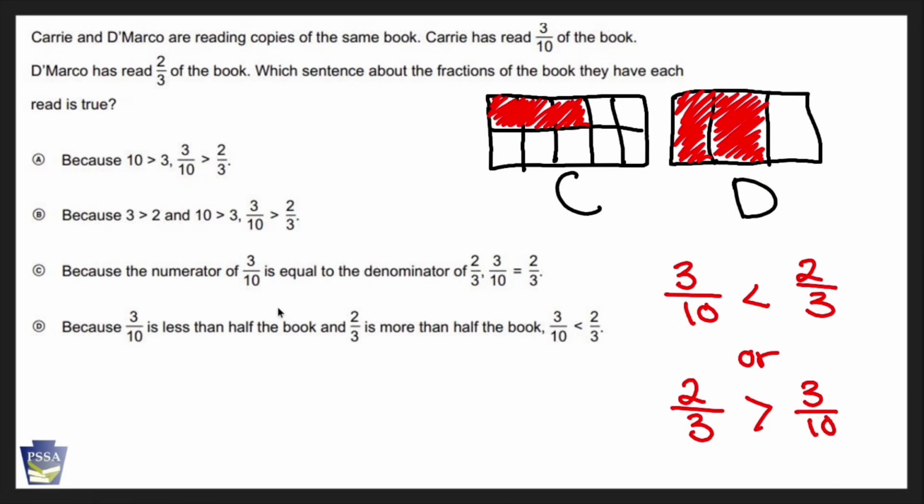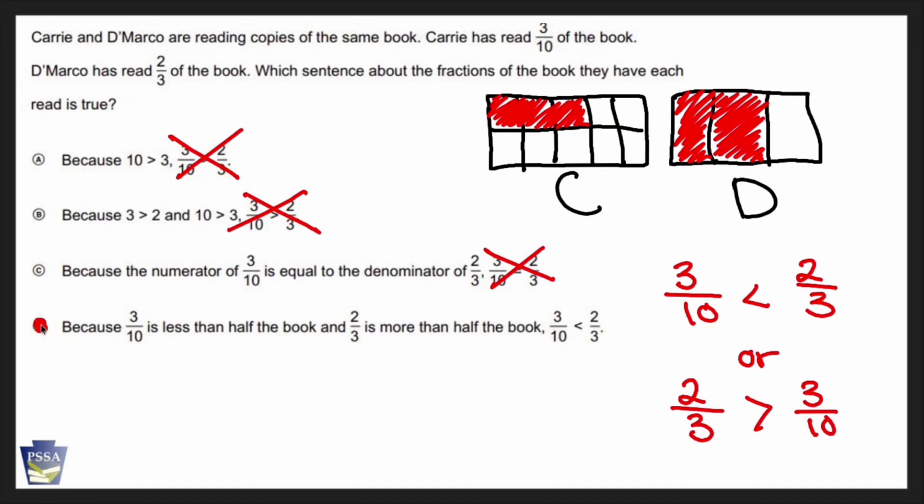Now, this is giving us reasons why. So not only do we need to say one of these true statements, we need to say why. Let's look at the true statement first. 3/10 is greater than 2/3? No, the answer is not A. 3/10 is greater than 2/3? No, the answer is not B. Because the numerator of 3 is equal to the denominator of 3, 3/10 equals 2/3? Well, no, that doesn't make any sense. Because 3/10 is less than half the book, and 2/3 is more than half the book, 3/10 is smaller than 2/3.